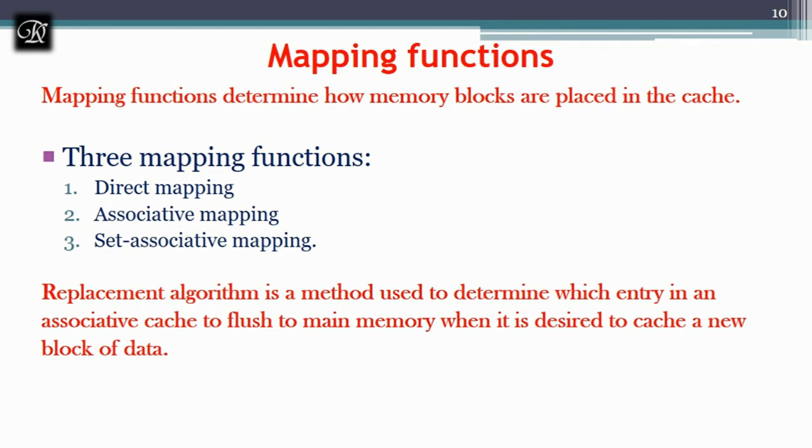Associative mapping is highly flexible and will well utilize all the blocks, all the word lines of the cache. But its disadvantage is that it is too costly and demands high hardware. Direct and associative mapping both have their own advantages and disadvantages, so a hybrid mapping technique was introduced, called set associative, which is a combination of direct mapping and associative mapping. Which block has to be replaced in the cache is decided by the replacement algorithm.